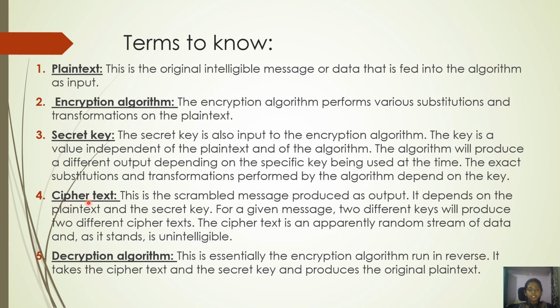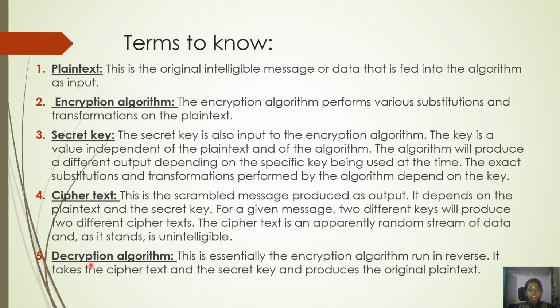Next we have ciphertext. This is the scrambled message produced as output. It depends on the plain text and the secret key. For a given message, two different keys will produce two different ciphertexts. The ciphertext is an apparently random stream of data and as it stands is unintelligible.